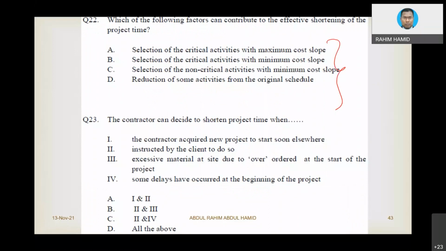The contractor can decide to shorten the project when... Again, what could be the reason or factor for the contractor to shorten the project? Based on our theory there, you can answer. All right, so that would be the concept for project crashing.